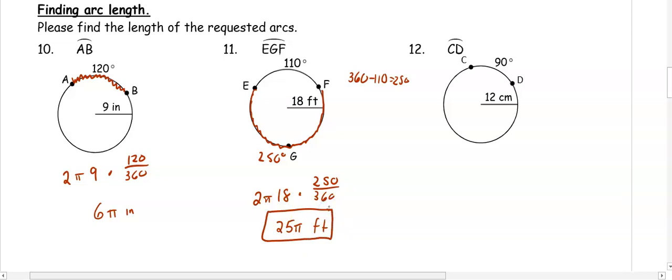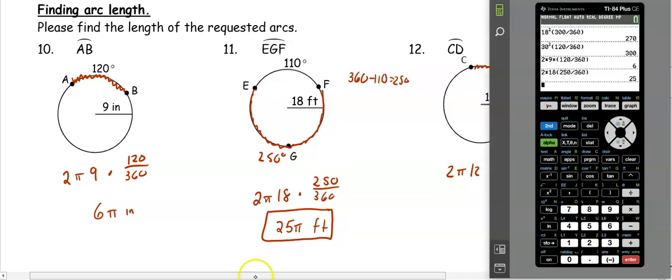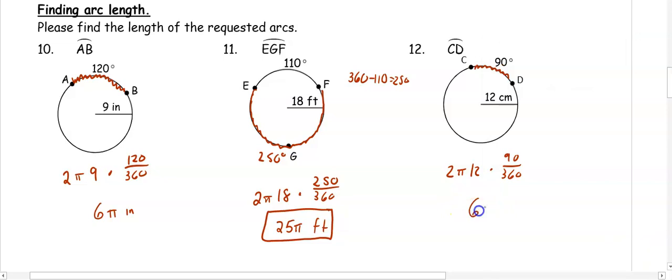Number 12, we're looking for CD, which is 90 degrees. So we would have 2 pi 12 times 90 over 360. In our calculator, 2 times 12 times 90 divided by 360. And that gets us 6 pi centimeters.